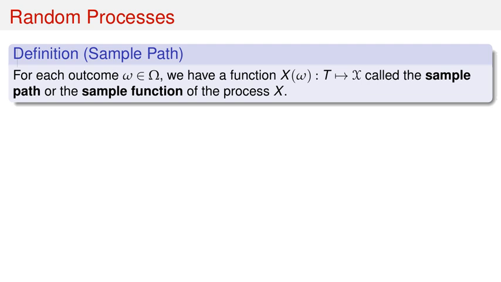This leads to the definition of a sample path. For each specific outcome ω in our sample space Ω, the function X(ω), which maps from the index set T to the state space 𝒳, is called the sample path or the sample function of the process X. So for a fixed ω, X(ω) is a deterministic function over T.